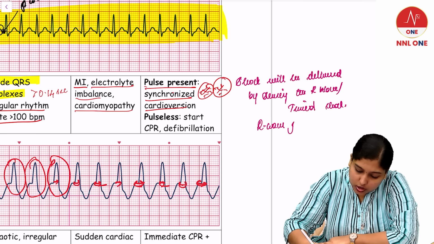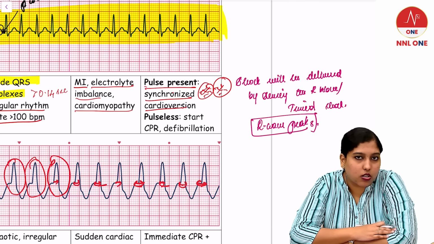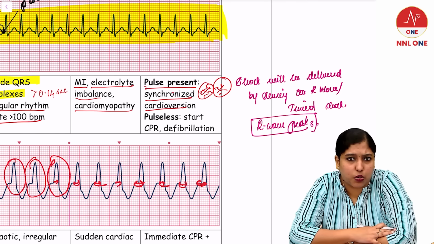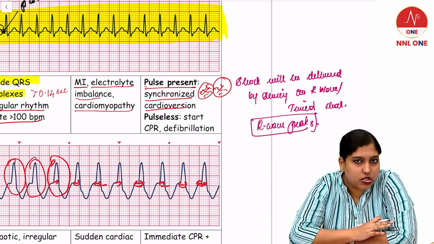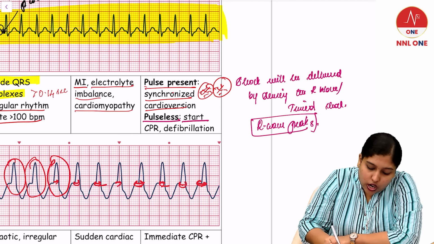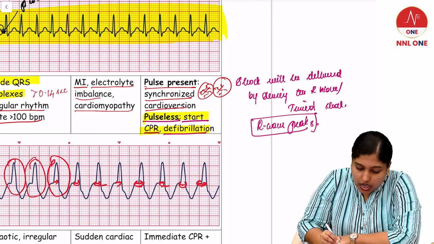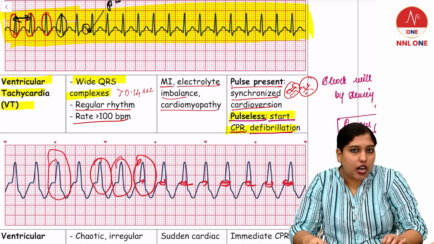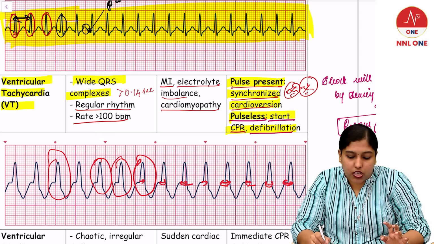These are key terms which you have to note. When the R wave peaks, the shock is delivered. That is termed synchronized cardioversion. In unsynchronized delivery, it will not target the R wave; it will just give the shock. If the VT is pulseless, you start CPR immediately and proceed to defibrillation. For VT and VF, you start CPR and defibrillation. Please remember this: if the pulse is present, you give synchronized cardioversion.